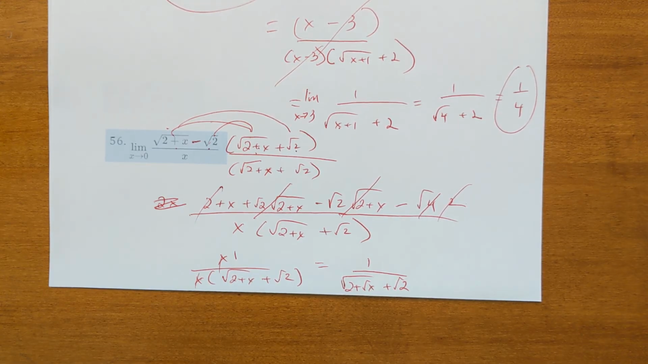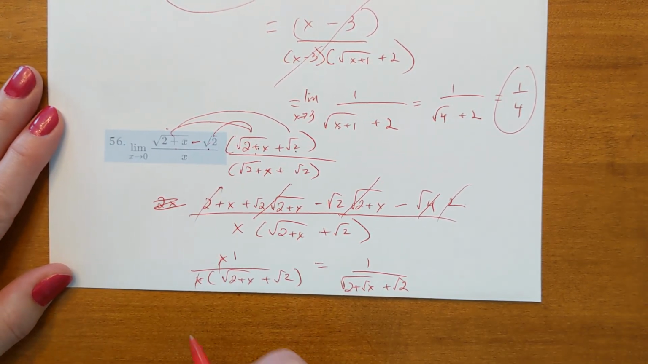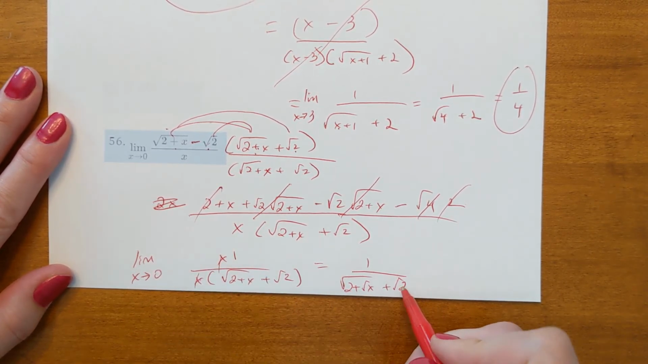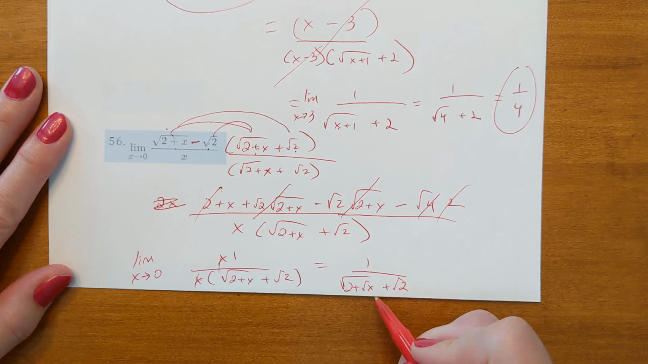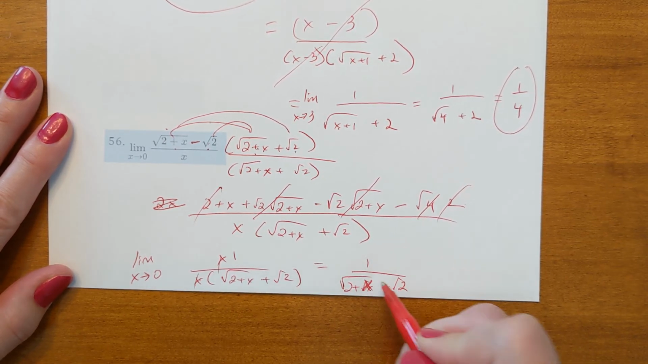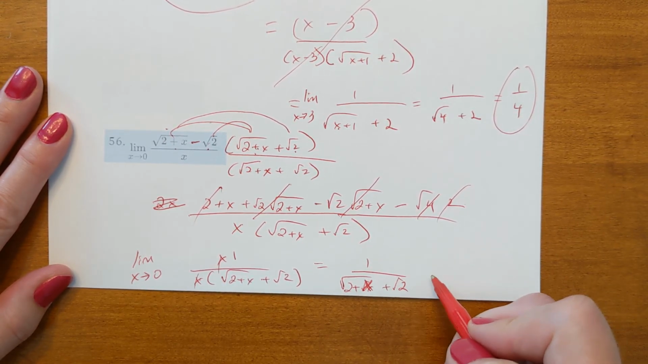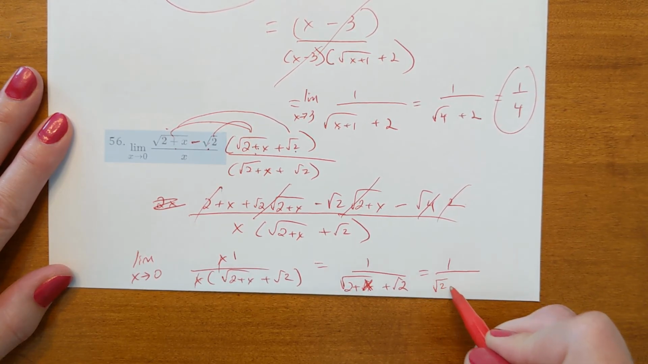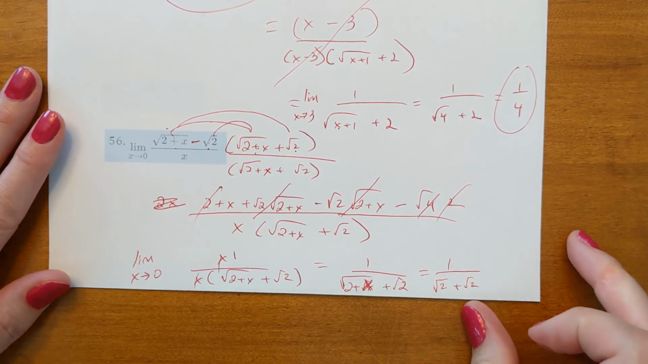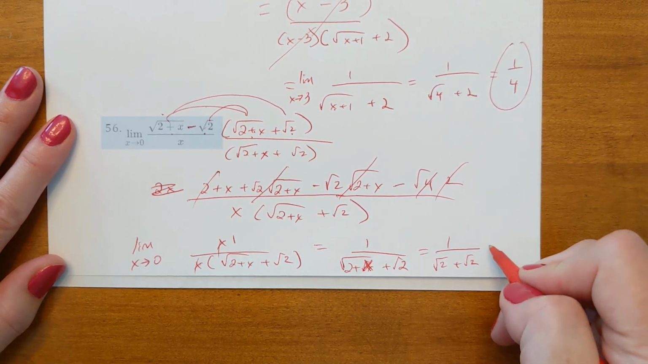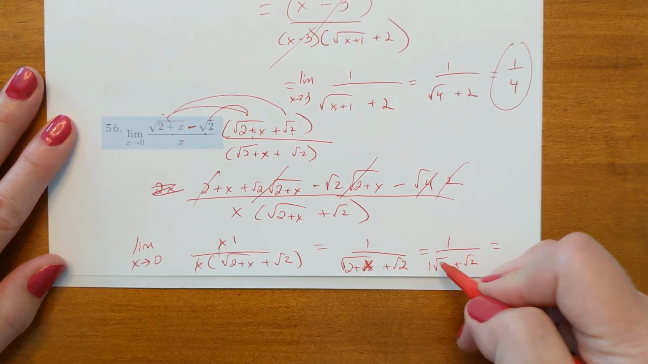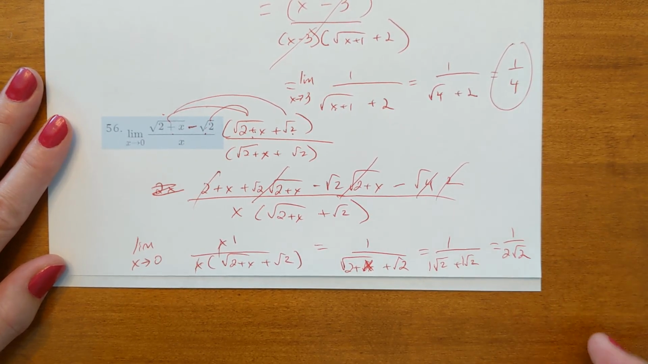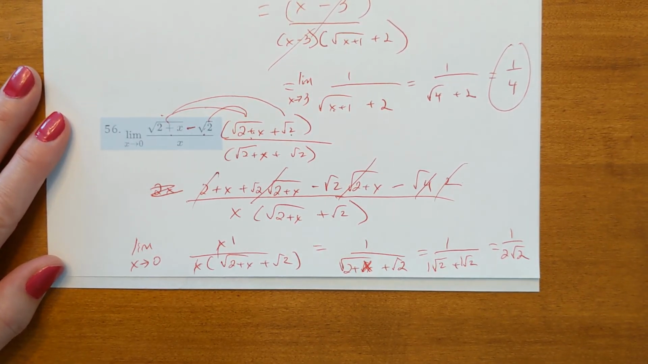So we're finding the limit again as x approaches 0 of all of this. So now we can just plug the 0 in. So that gives you 1 over the square root of 2 plus the square root of 2. So when you do that, you end up with square root of 2, one of them, and plus another one of them. You get 1 over 2 times the square root of 2. So that's the answer.